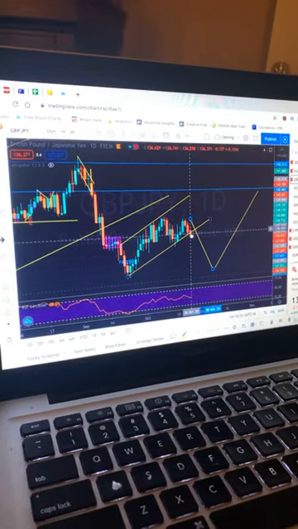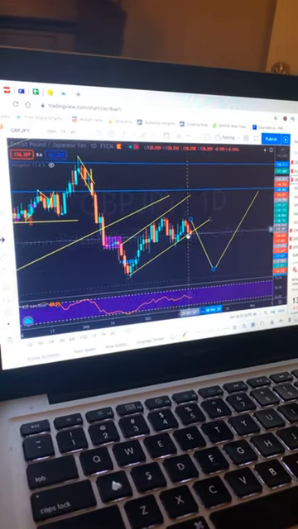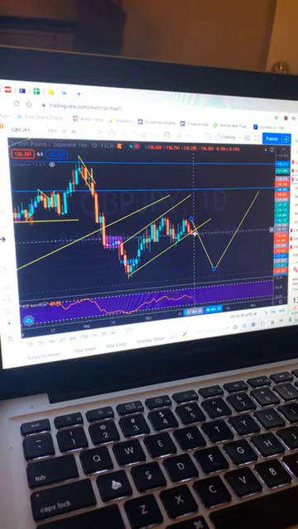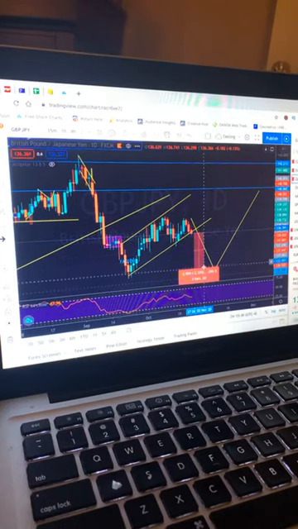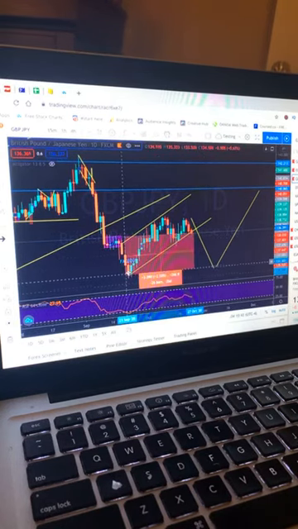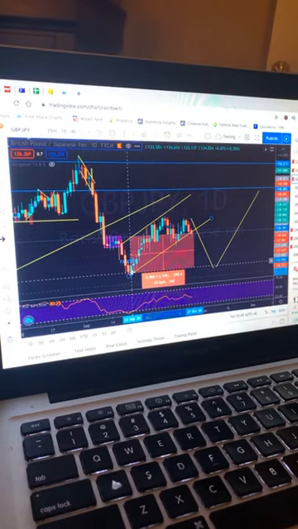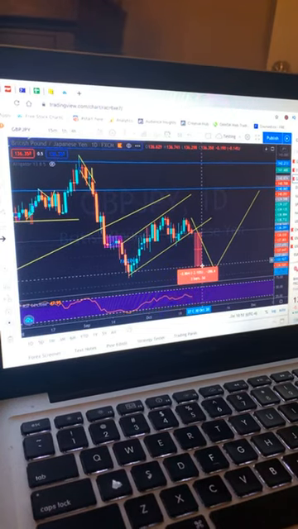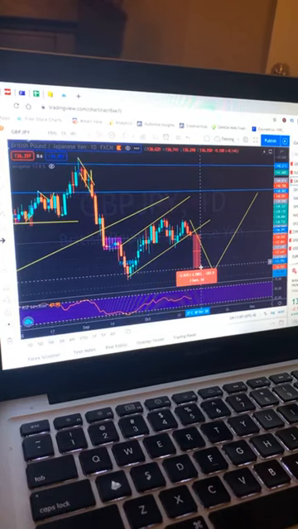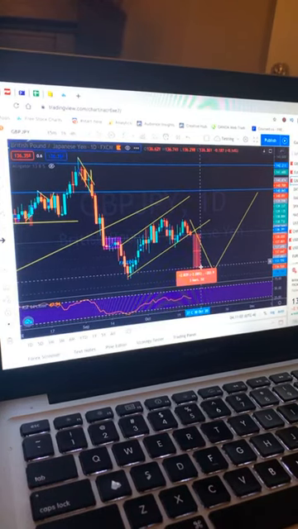I think that price is gonna complete this M and go to the downside, and I think that it will push down to where it was back in September, like the end of September, at this 133.50 level. Yeah, around that level. So that's 283 pips down.